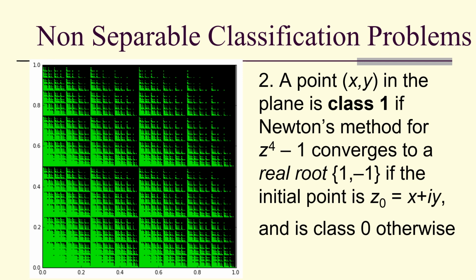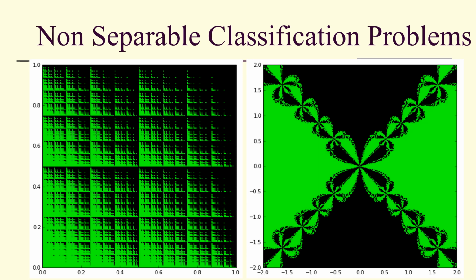Another example, suppose you have a point in the plane as class 1 if Newton's method for z to the 4th minus 1 converges to a real root, starting at the initial point z naught equals x plus iy, and is class 0 if it converges to an imaginary root. As you can see in these 2 examples, drawing a line or even imagining a transformation which would take you to a point where all the green would be on one side of some hyperplane and all the black on the other, it's pretty hard to imagine.